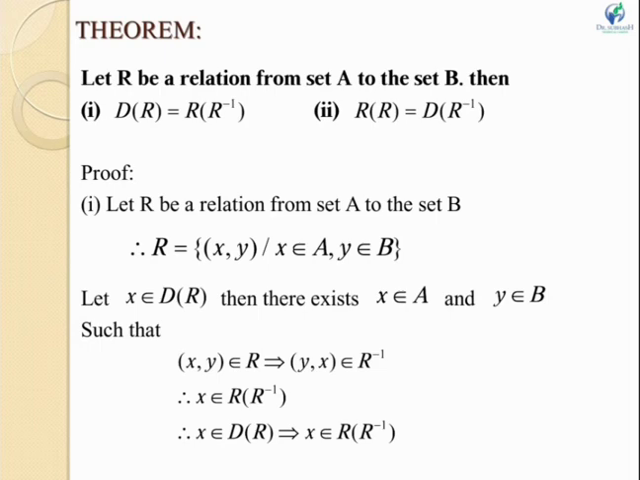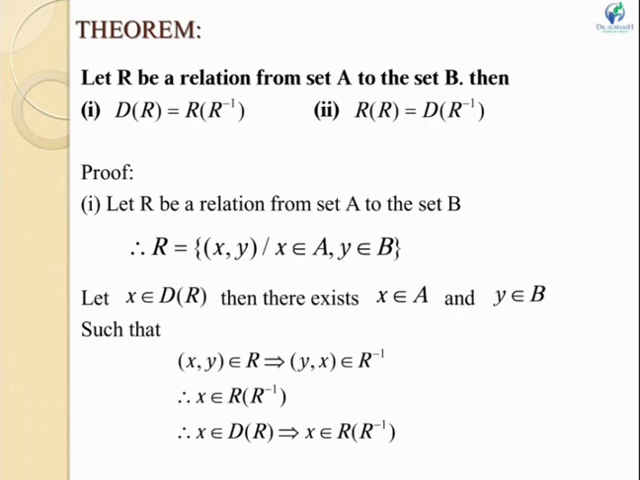Now let us move towards the theorem based on inverse relation. Let R be a relation from set A to set B. Then domain of R equals range of R inverse, and second, range of R equals domain of R inverse. We will prove this one by one. To prove this equal to sign, we need to prove that both are subsets of each other. Okay.